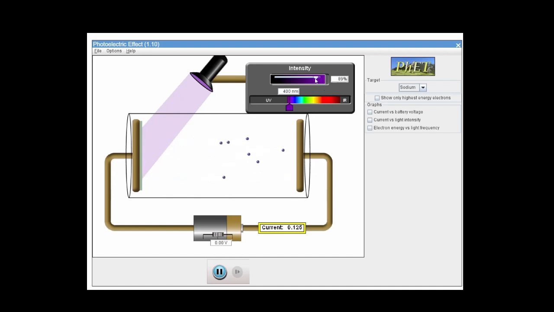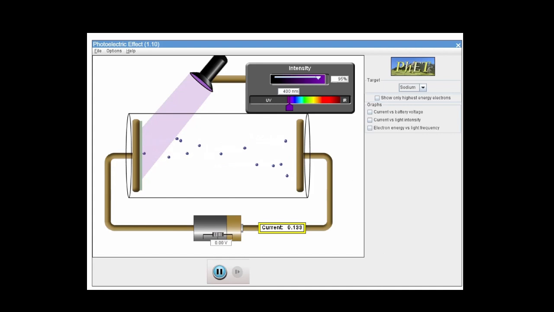So here I am going to change the intensity of light. When the intensity of light is minimum, if it is 0, then no photoelectrons are emitted. And if I change the intensity, you can see the photoelectrons are getting emitted, and the current is 0.029 ampere. As the intensity of light increases, we can observe more photoelectrons are getting emitted and more photoelectric current is produced. The current is also increasing when I change the intensity to maximum.